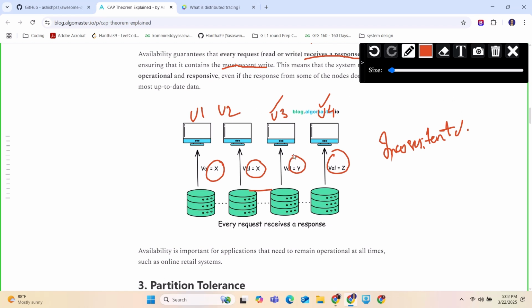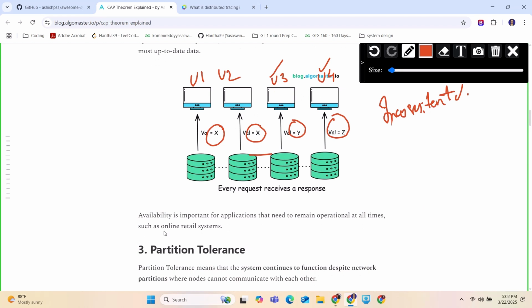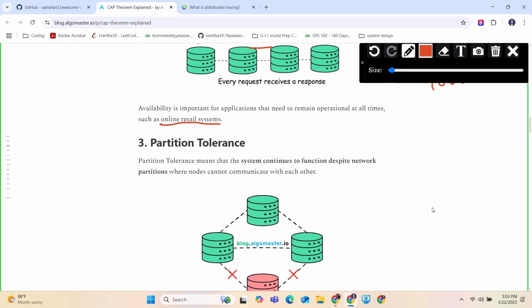Suppose where we can have this, such as online retail systems. If you are shopping at an e-commerce website, it should be available all the time, even if it has, suppose, out of stock products. You go up to the checkout flow, and while checking out it is out of stock, not a problem, but it should be available.